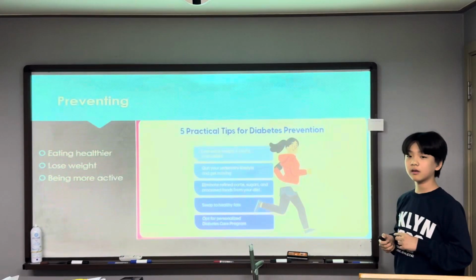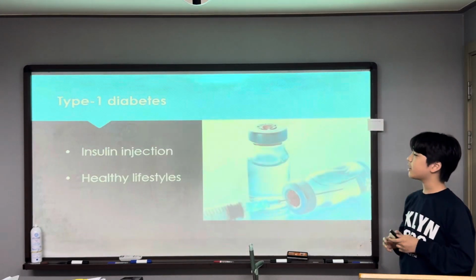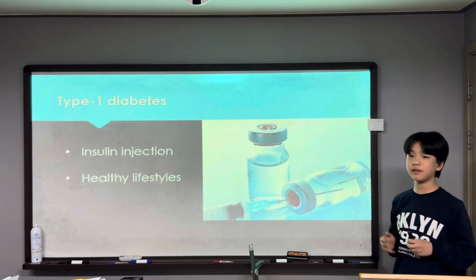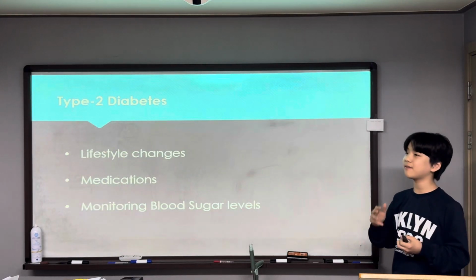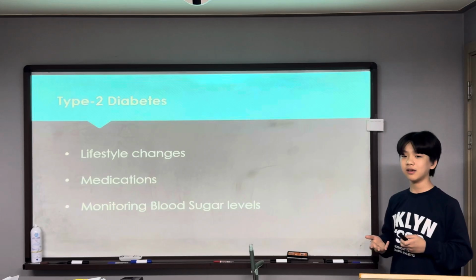What's the difference between type 1 diabetes and type 2 diabetes? In type 1 diabetes, your body cannot produce insulin. Okay. But for type 2, you have insulin, but you just can't use it. Oh, okay.